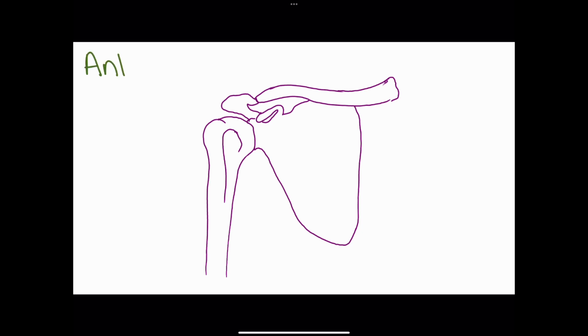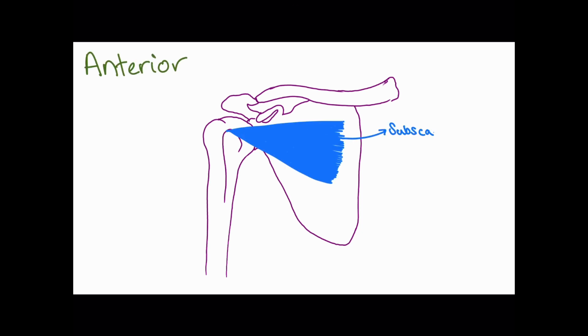Here we have the subscapularis, originating from the subscapular fossa and inserting into the lesser tubercle of the humerus. This is innervated by the upper and lower subscapular nerves.